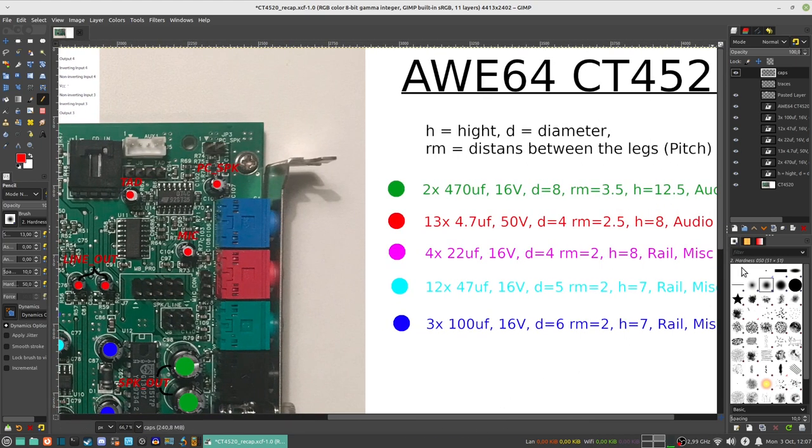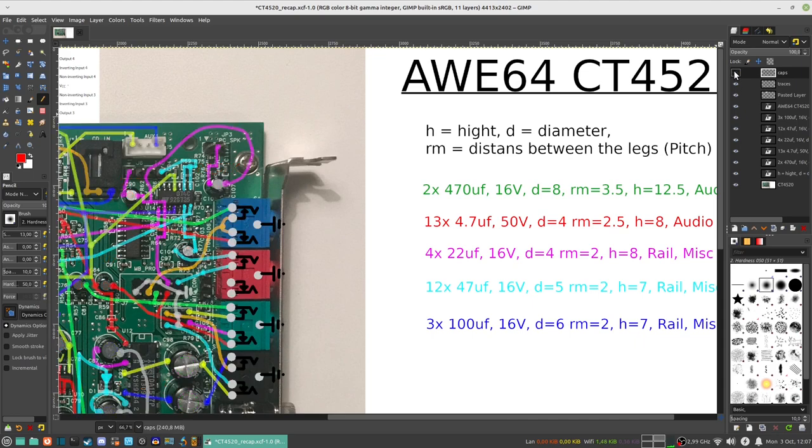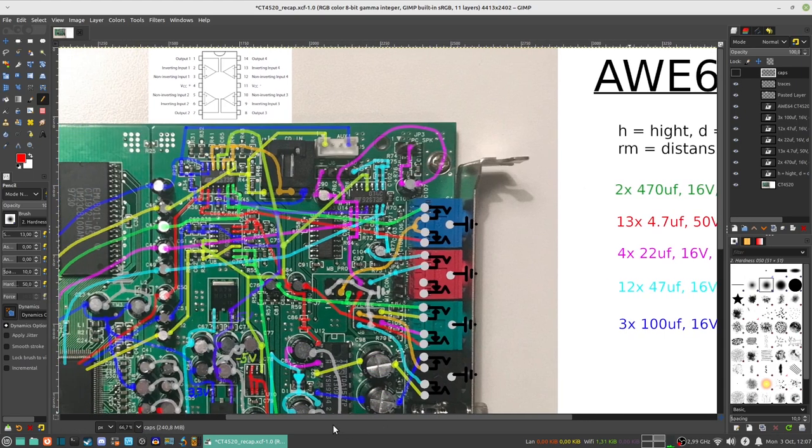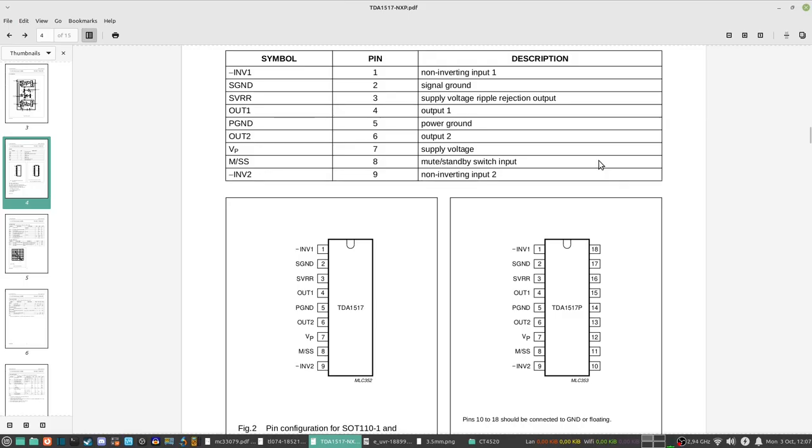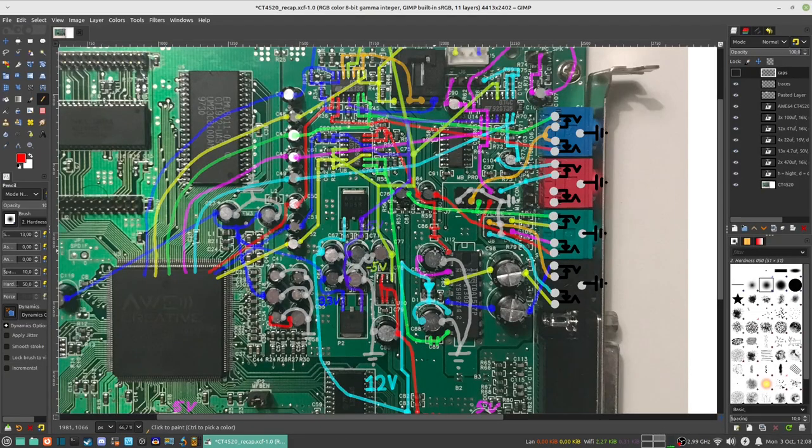So if we bring up traces again, you can see here is the ripple reduction output, so this one. That's pin number 3. So that's what that is. It's 100 microfarad. It's the same as this one. And I assume that would be the same if they're trying to figure out the distortion on the input, whatever ripple is and so on.